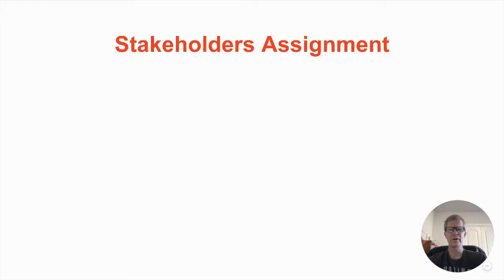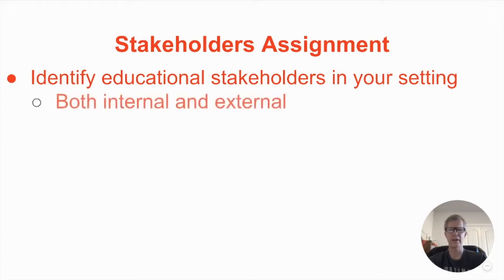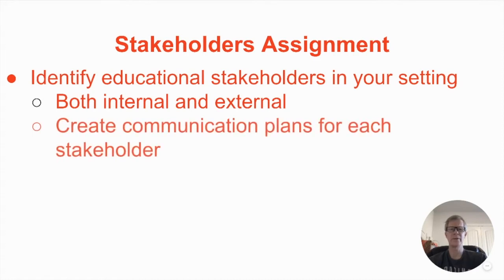Now, for this module, you do have an assignment. It's your stakeholders assignment. You're going to be creating a communication plan. First of all, you'll need to identify your educational stakeholders in your setting. This will be both your internal and external ones, and you'll classify them into those two groups. You're also going to need to create communication plans for each stakeholder.